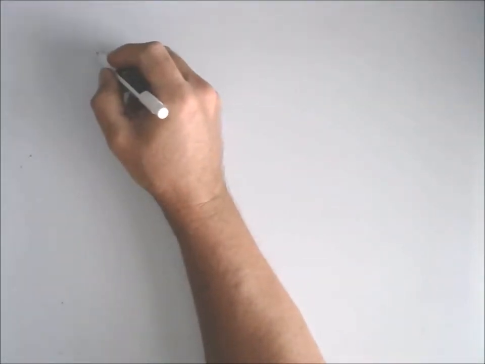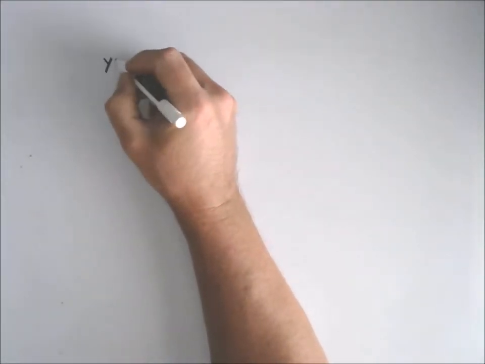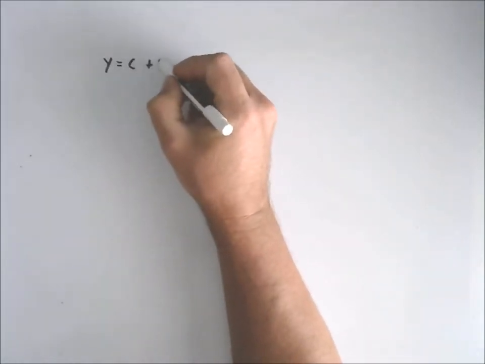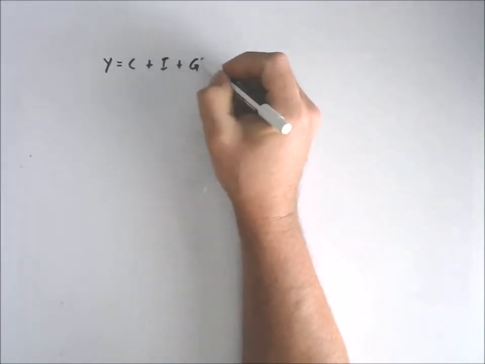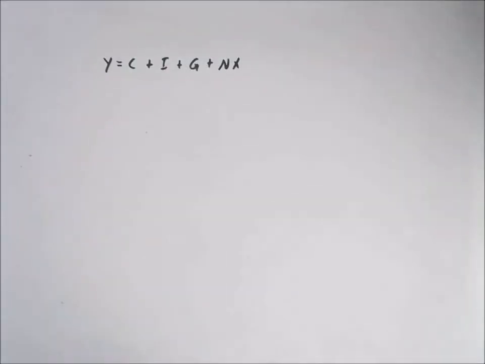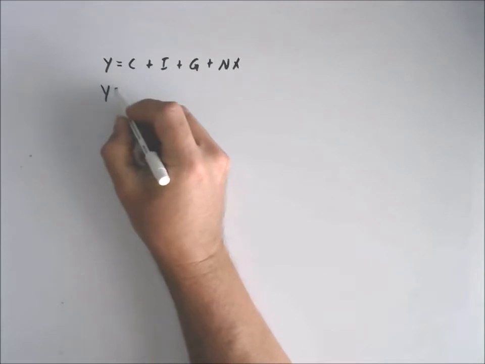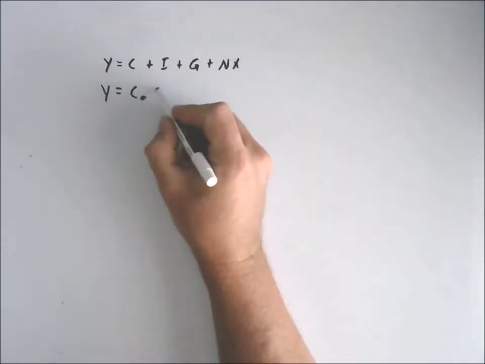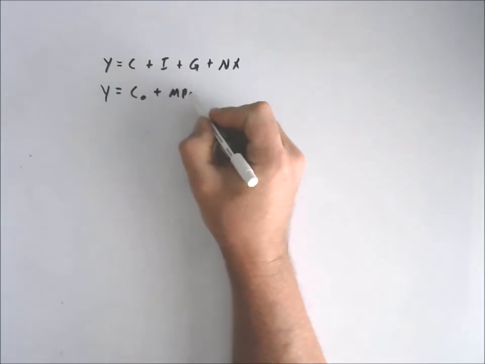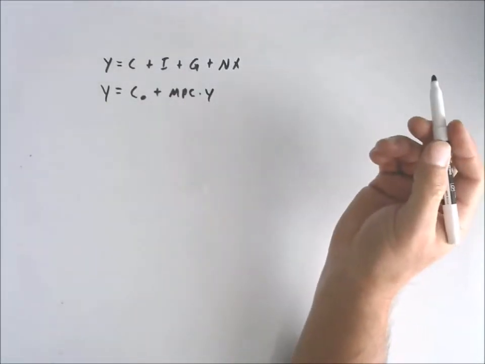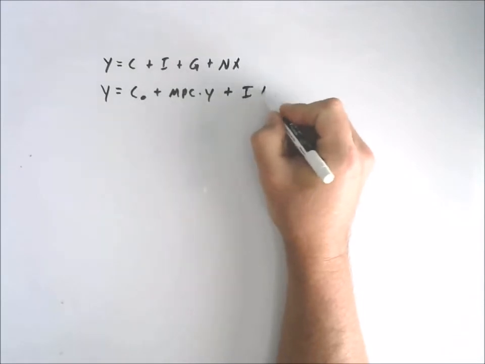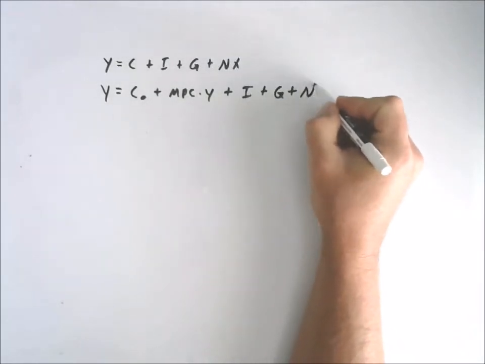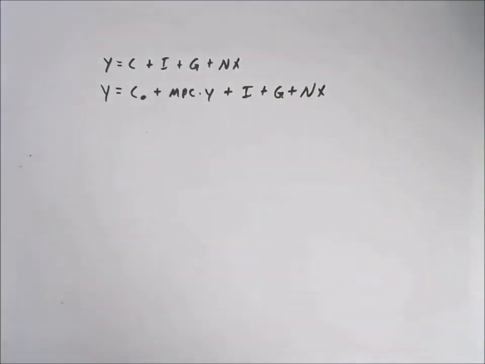Okay, so now we're going to bring back in the other variables from the GDP accounting equation, or the expenditure equation as we now call it. If we remember, GDP equals C plus I plus G plus NX. Now we have an equation that looks like Y equals C0 plus MPC times Y, plus I plus G plus NX.